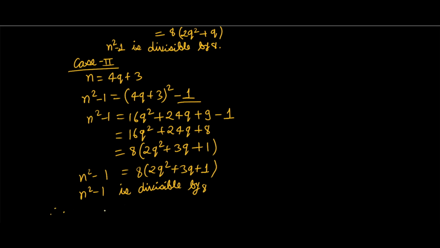Hence, n square minus 1 is divisible by 8.